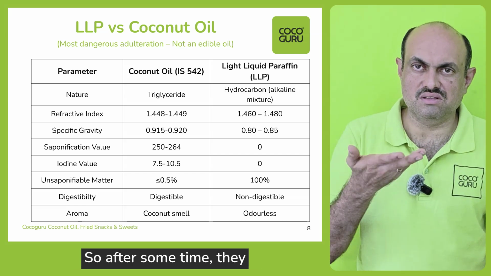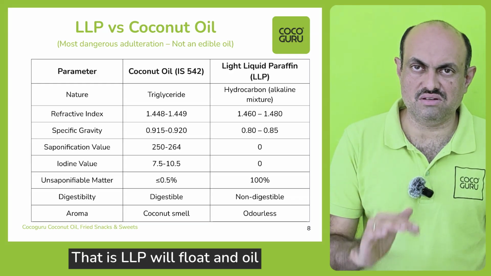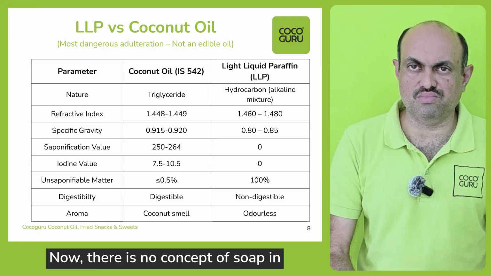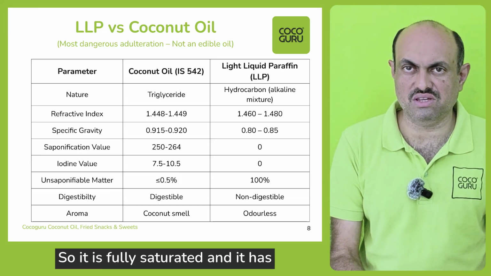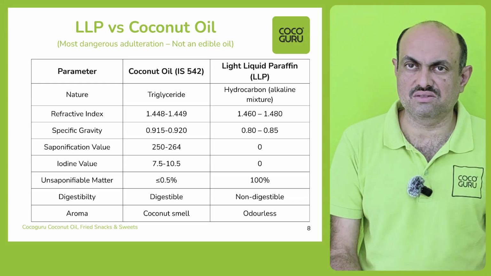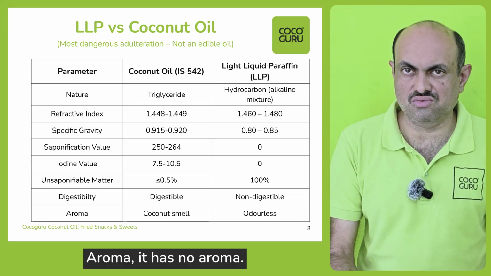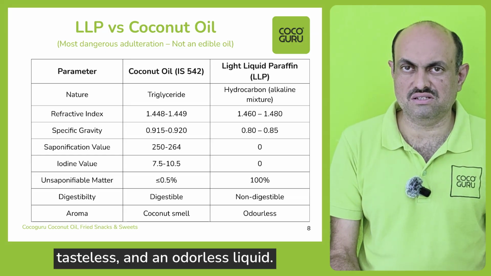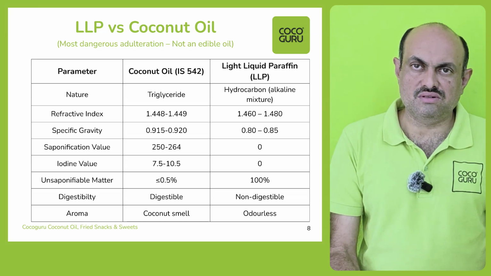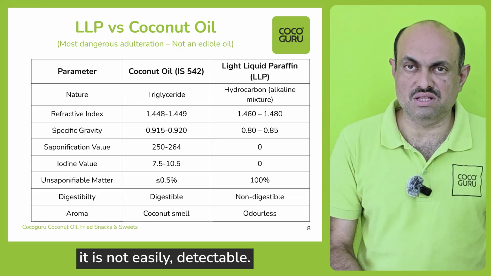So after some time, they will form different layers. That is, LLP will float and coconut oil will sink. Saponification value: there is no concept of soap in LLP, so it has no saponification value. Iodine value is the degree of unsaturation in an oil. LLP is fully saturated and has zero iodine value. Aroma: it has no aroma. As I said, it's a colorless, tasteless, and odorless liquid, whereas coconut oil has all of that. Lab detection is very easy, whereas to the naked eye, it is not easily detectable.